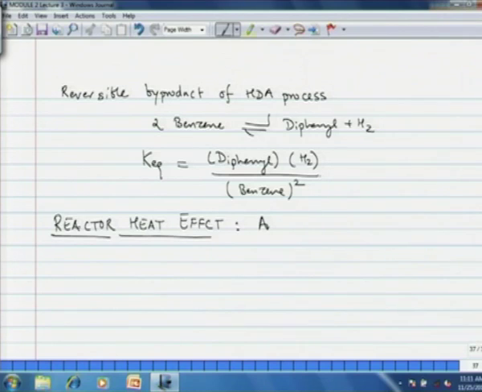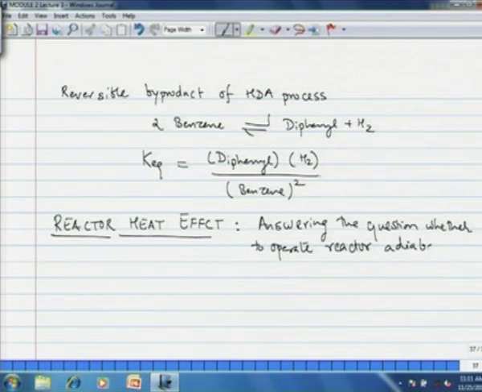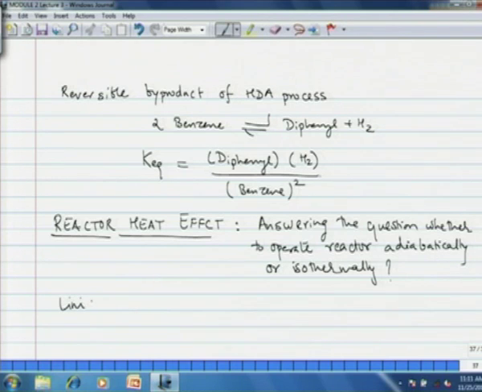Okay. So, we note here answering the question whether to operate reactor adiabatically or isothermally. In many cases, there will be a limitation to the temperature achieved in the reactor. This is for exothermic processes.